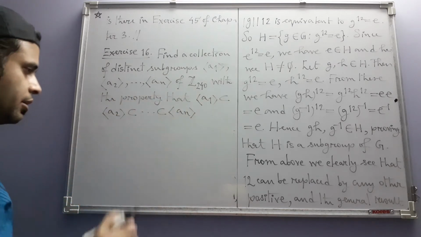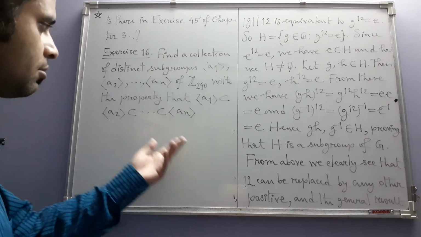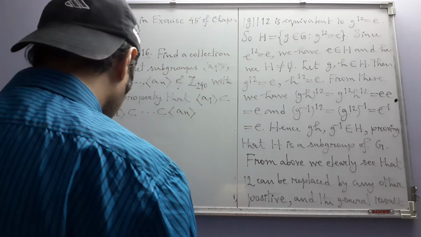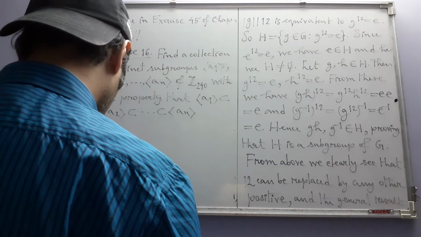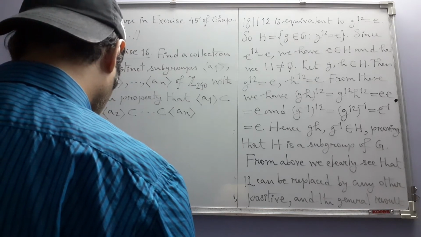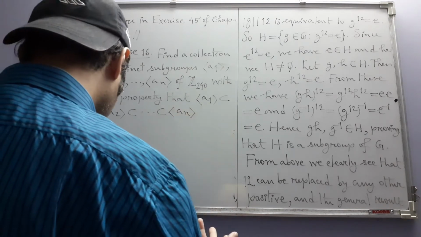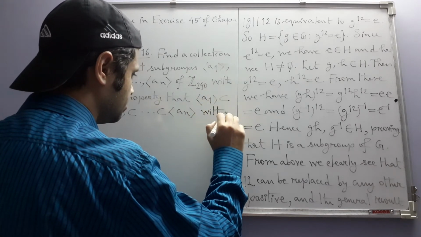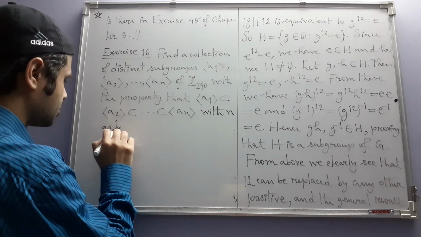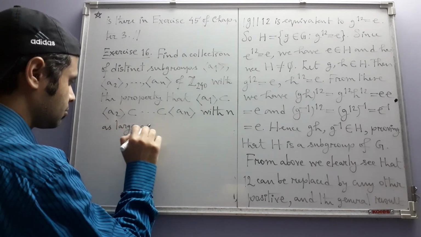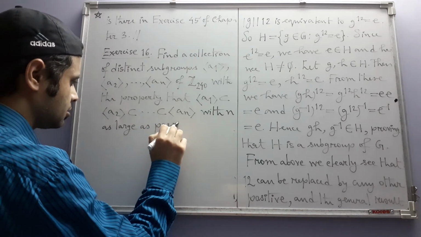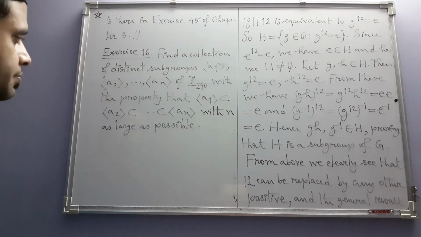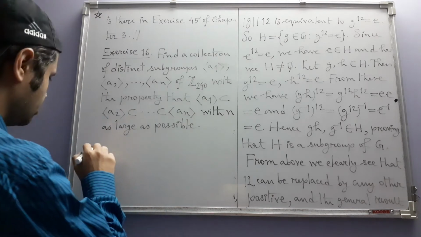The cyclic subgroup generated by a_n is the one which contains all of them inside of it. It's the largest in this chain. These inclusions are true, but there is another condition, with n as large as possible. That means the chain should have as great a length as possible. And the solution goes like this.